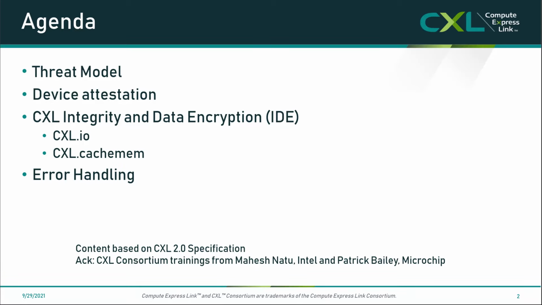So today we'll explore CXL IDE in detail. We'll start with a discussion on what the threat model is that we are looking at and how IDE addresses these threats. We'll follow this with how you know who is on the other side, the device attestation and key exchange, so that the keys that are needed for IDE are established. And then we'll dig deeper into how CXL IDE is implemented, both at the CXL.io protocol and for the CXL.cache protocols. And then we'll conclude by looking at the error handling implications.